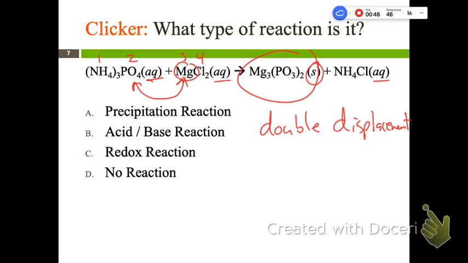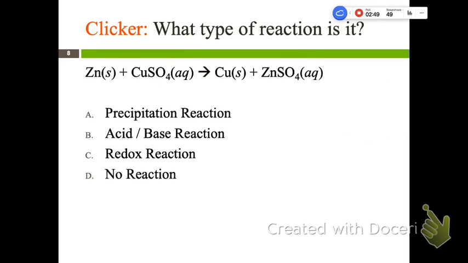All right, let's go ahead and do the next one. And by the way, we had 99% agreement on that last one. So seems like we're feeling okay on precipitation. All right, what about this one? Are we in agreement on this one? Go ahead and check with your neighbor. Click on your answer.